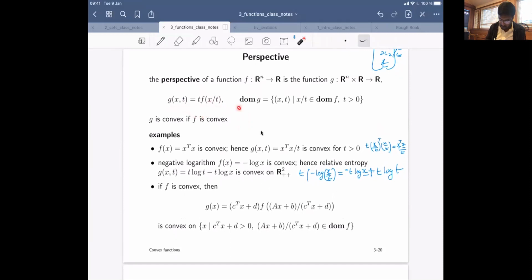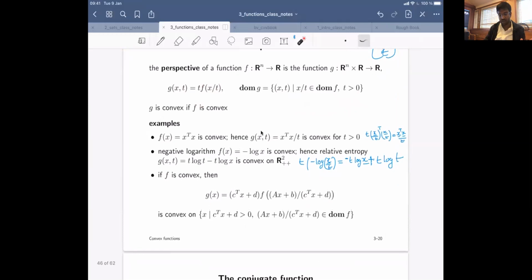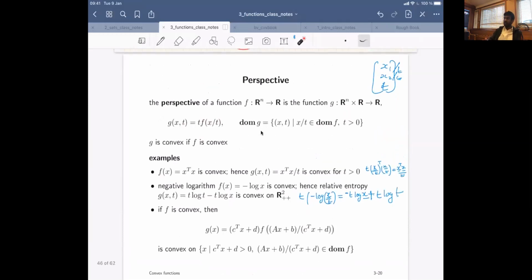So what will be the domain of this function? It will be x comma t such that x by t should belong to the domain of f, because we are putting this inside as an argument of f. And the additional constraint is t has to be positive. So this is how this function is defined. And now what we are saying is that if f is convex, g is also convex. Now it is in x and t, so g is convex in x and t.